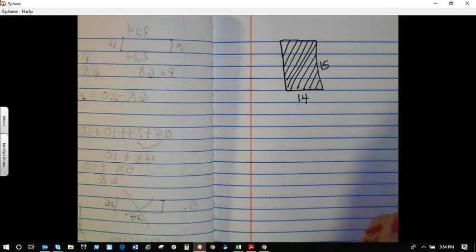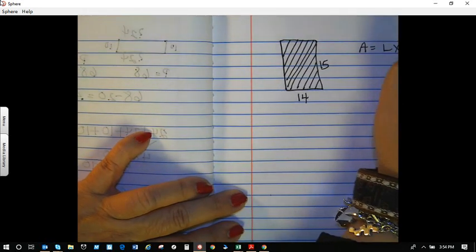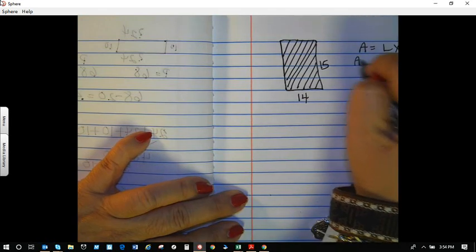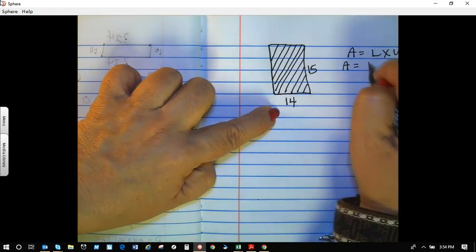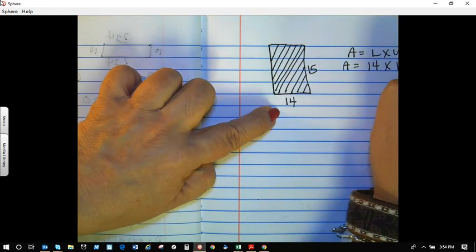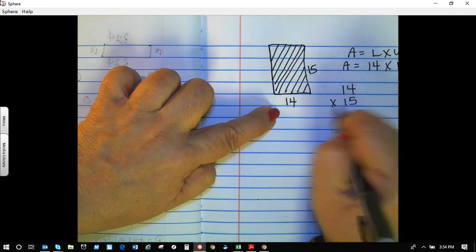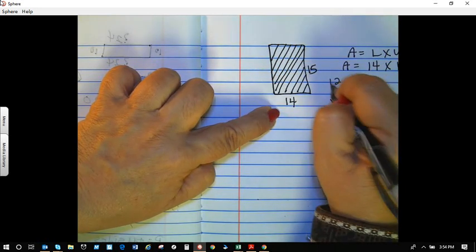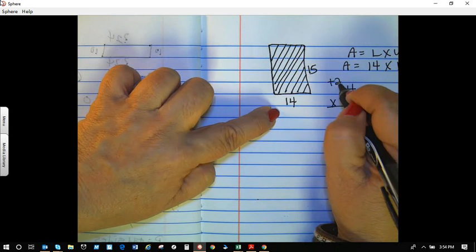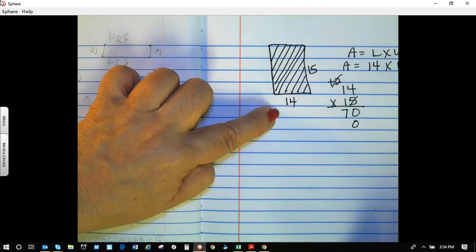All right, well then let's take a look. I need to first of all do area equals length times width. So my area is equal to 14, I'm going to plug in my numbers, 14 times 15. I'm going to work out my multiplication, 14 times 15 using my standard algorithm. 5 times 4 is 20. Regroup my 2. 5 times 1 is 5 plus 2 is 7. I'm done. Putting my 0 in my 1's place.